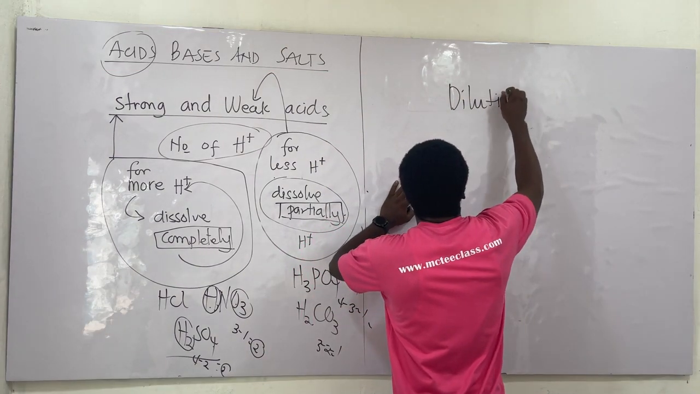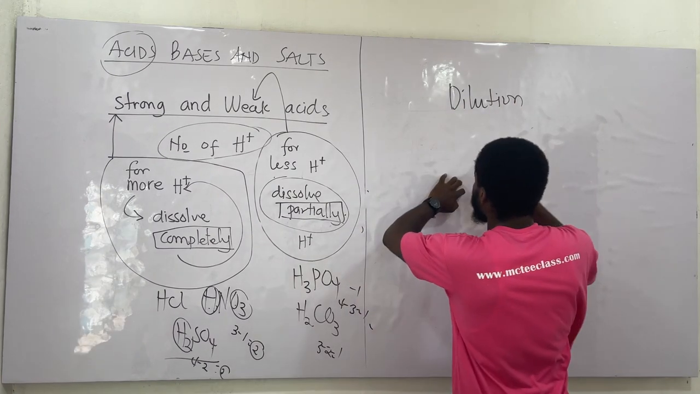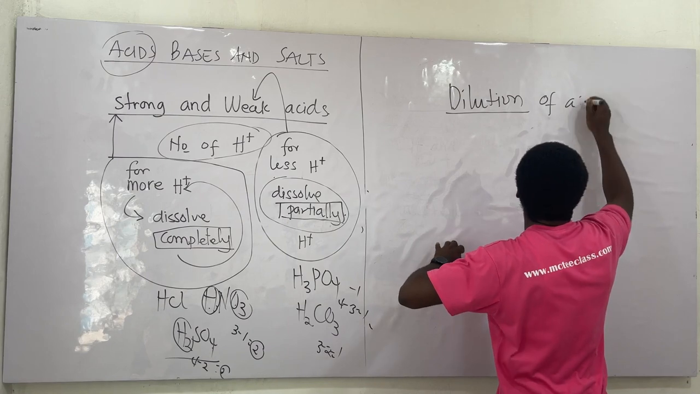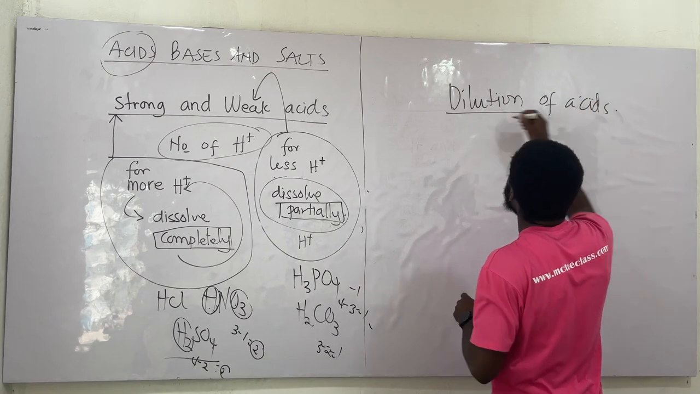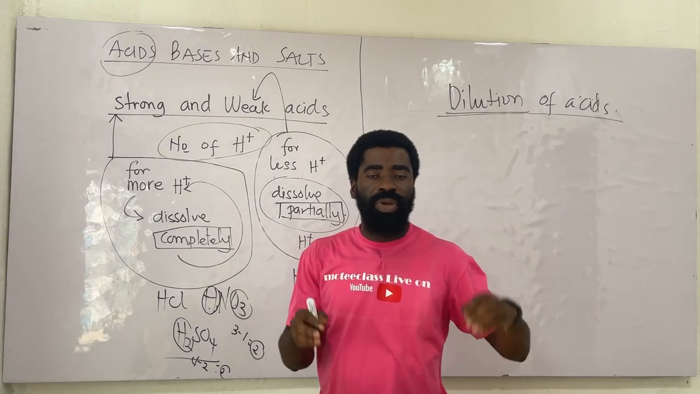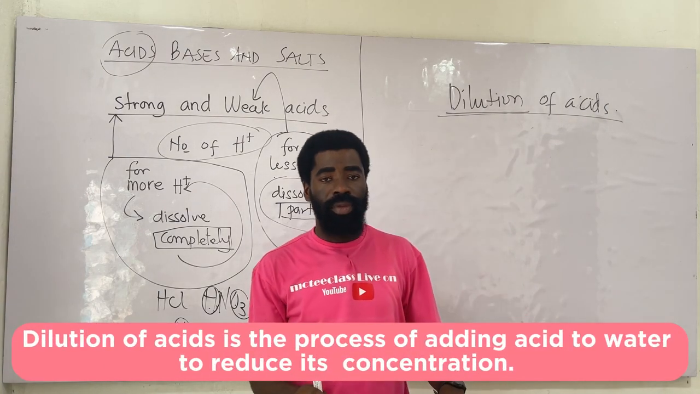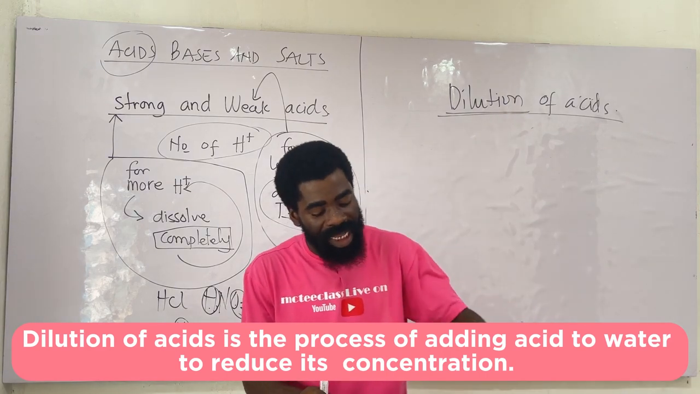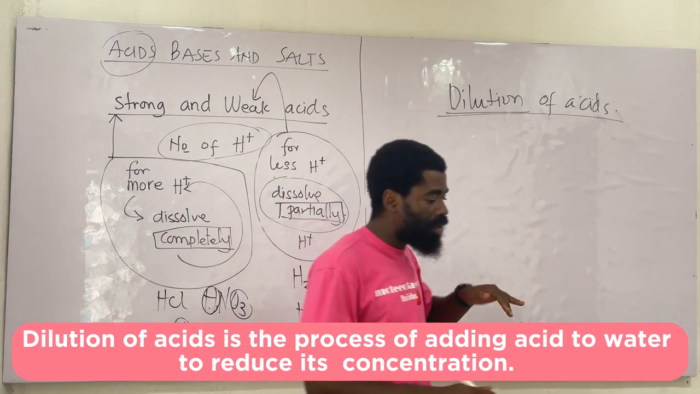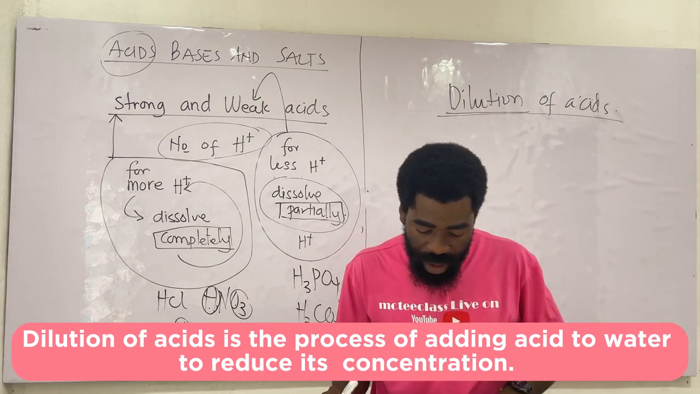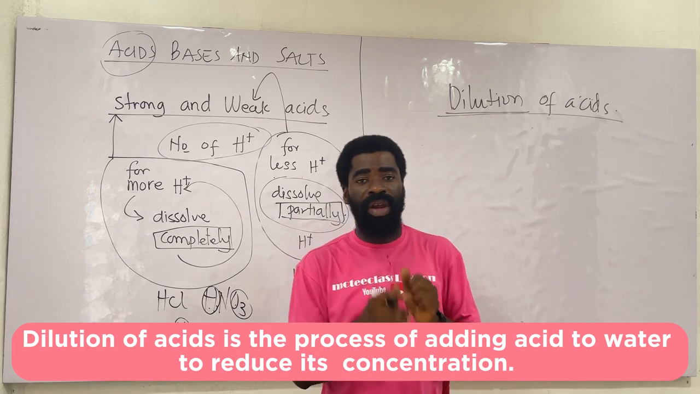Let's end with dilution of acids. So dilution of acid is basically the process of adding an acid to water to reduce its concentration. Thank you very much for joining the class.